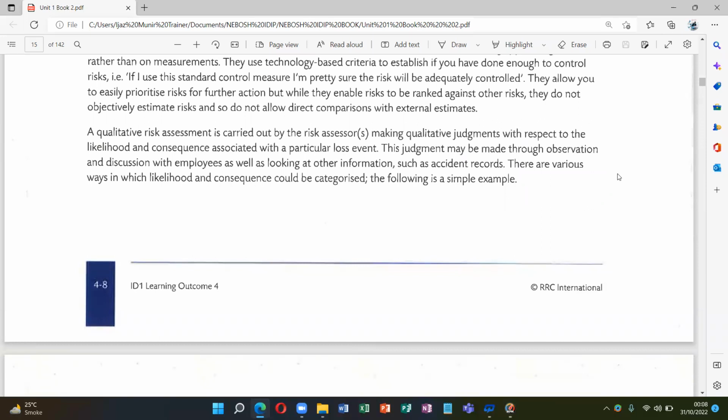A qualitative risk assessment is carried out by the risk assessor, making qualitative judgments with respect to the likelihood and consequence associated with the particular loss event. This judgment may be made through observation and discussion with employees, as well as looking at other information such as accident records. There are various ways in which likelihood and consequence could be categorized. The following is a simple example.